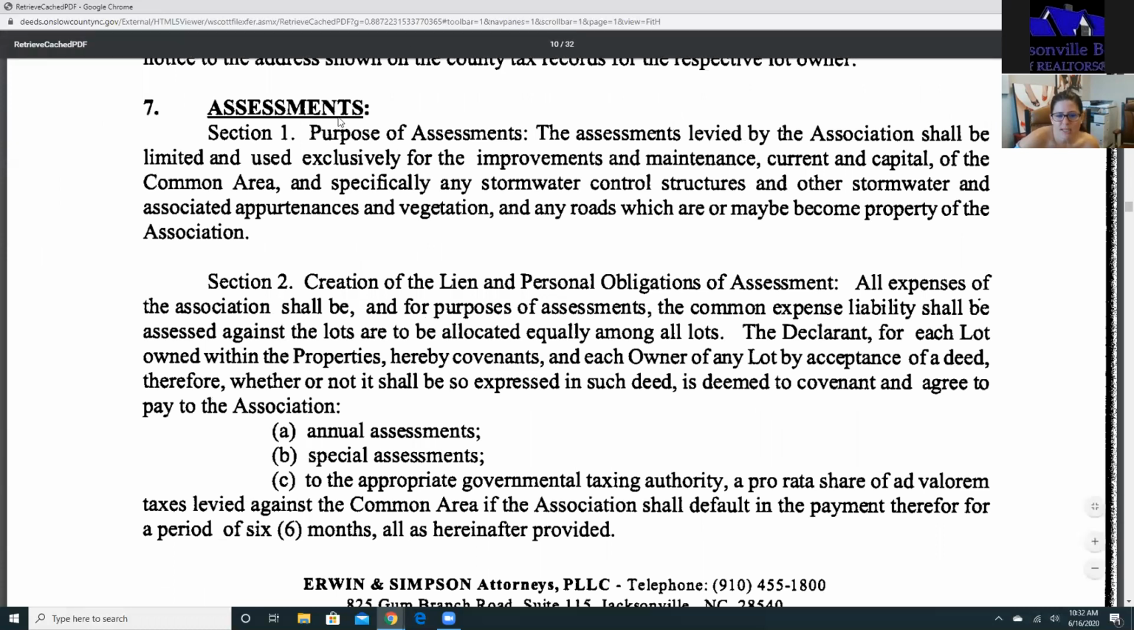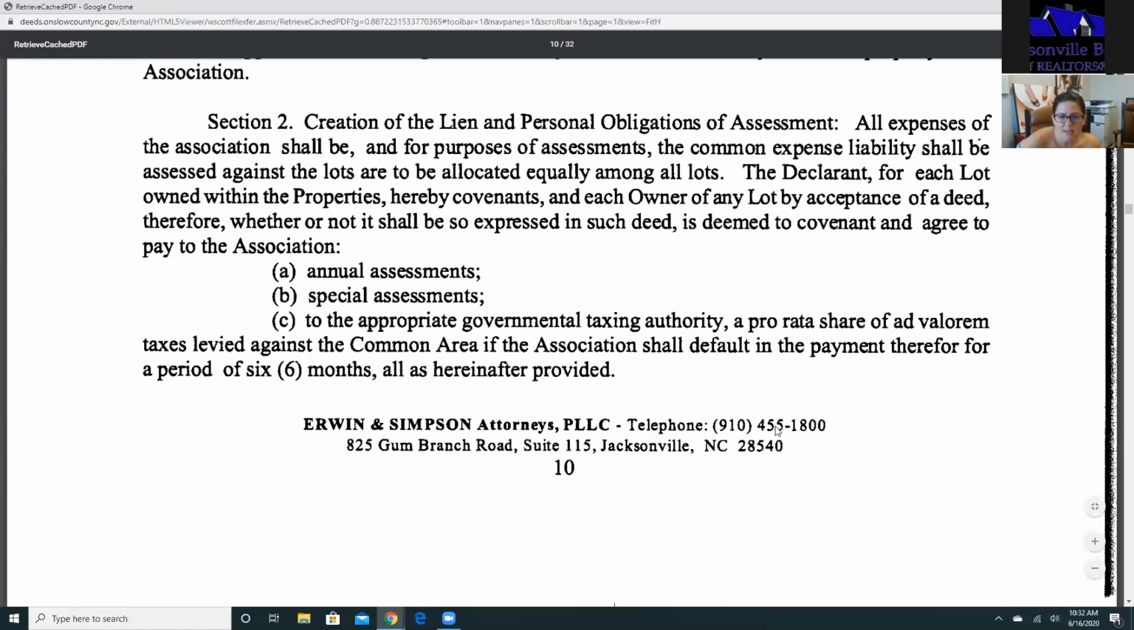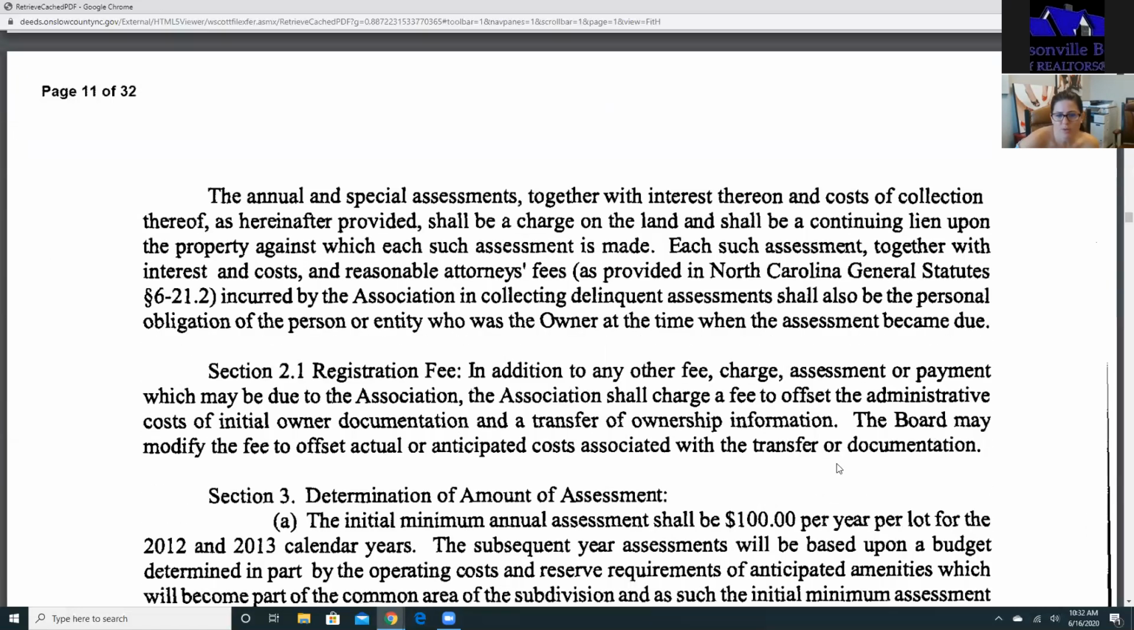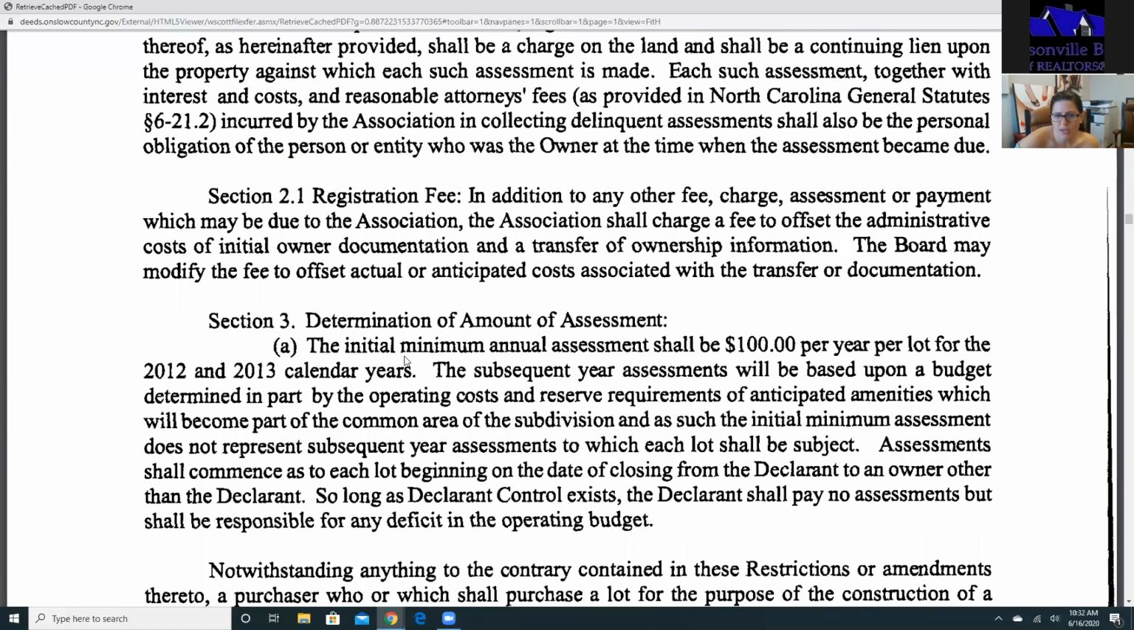Assessments. When you start seeing the assessments set, this is where it's going to tell you a lot of times where those assessments start. So initial minimum annual assessment shall be $100 per year per lot for 2012 and 2013. So if this was new construction in 2012 and 2013, if we were the listing agents and we were just putting these in for the first time, this is how you would start your HOA addendum. Even if nothing had been set up yet.